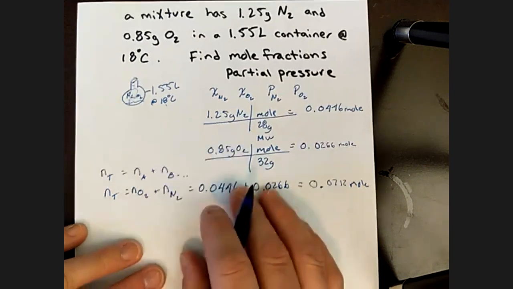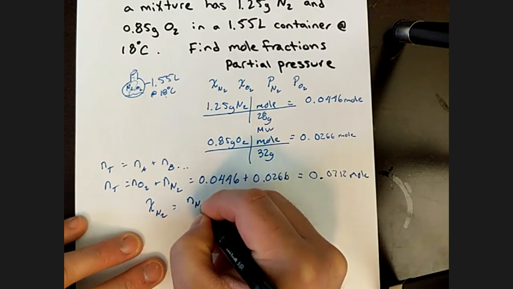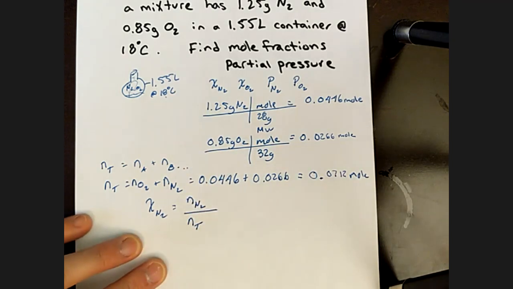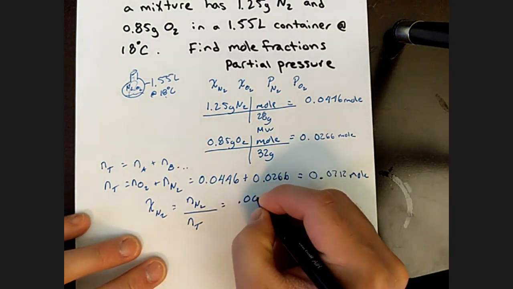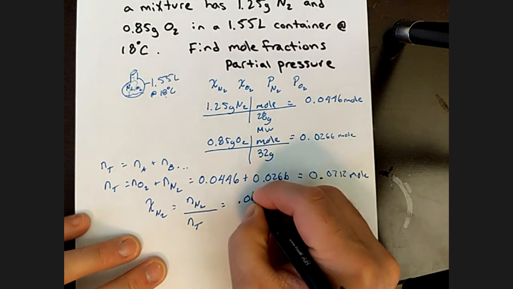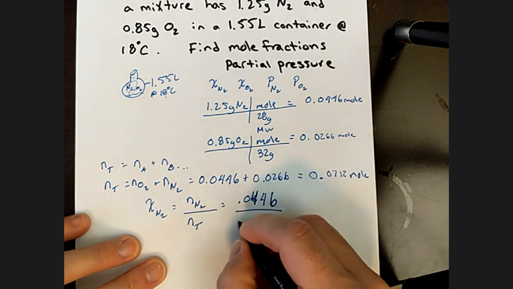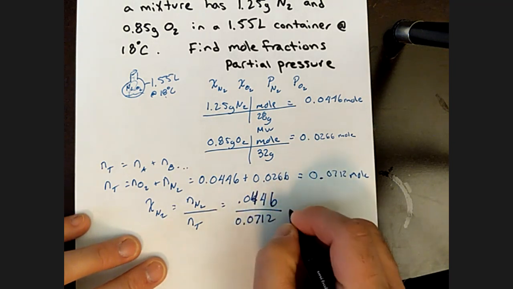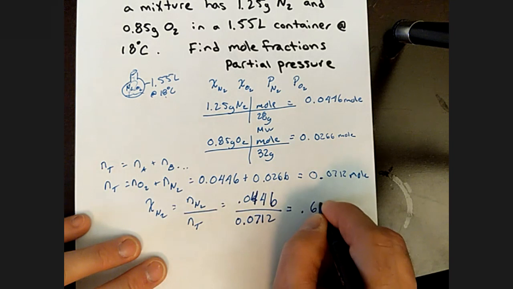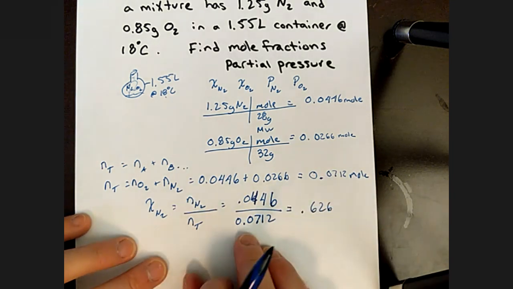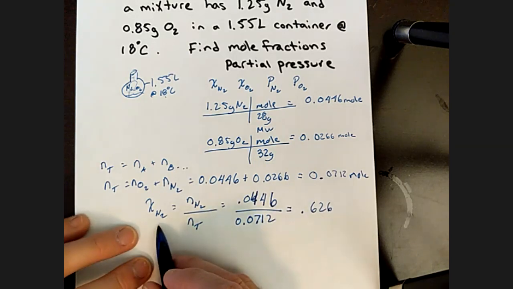So the mole fraction of nitrogen would equal the moles of nitrogen over the total moles. So my nitrogen moles, 0.0, over my total moles tells me my mole fraction is 0.626. Okay. Now, obviously, you could repeat this same process for the oxygen.